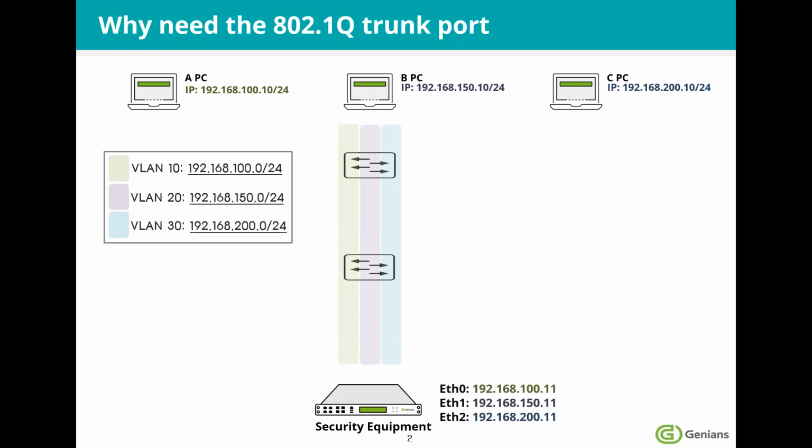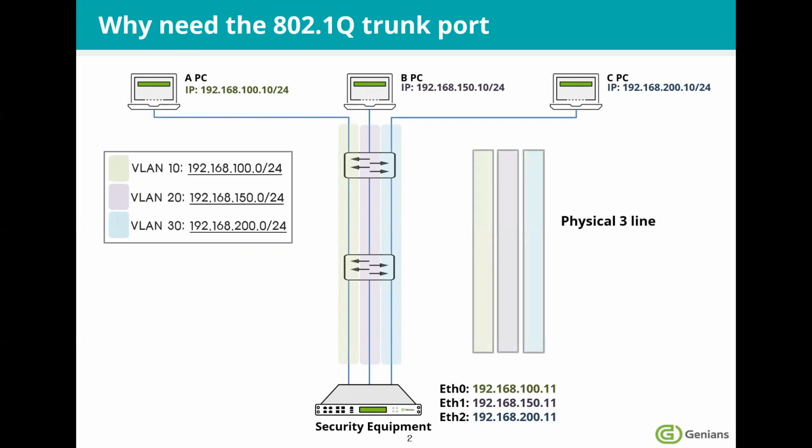In this network configuration, you can see the PC and the network equipment use 3 physical lines to communicate. PCs communicate with security equipment through each physical line. In this network configuration, the number of physical lines increases as the number of networks increases.